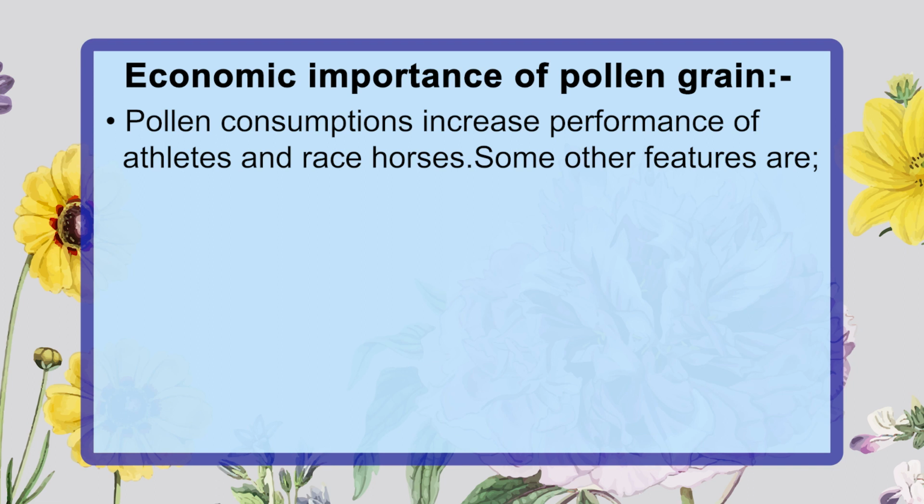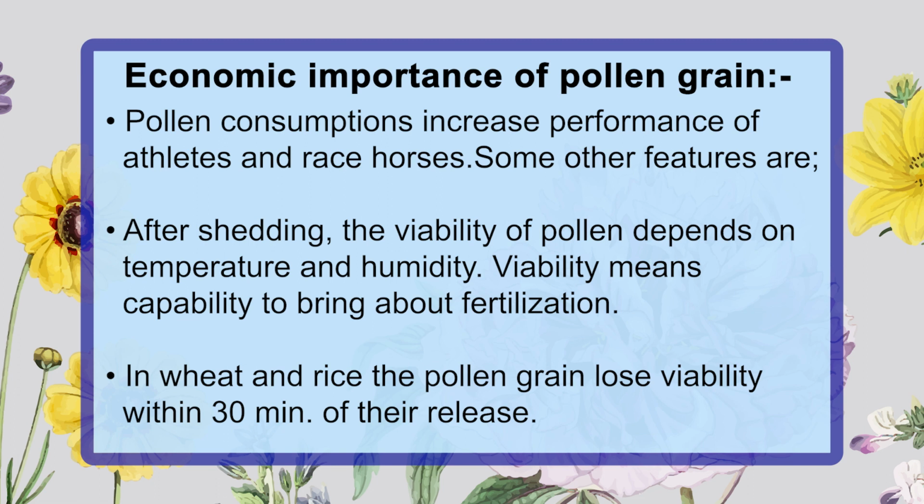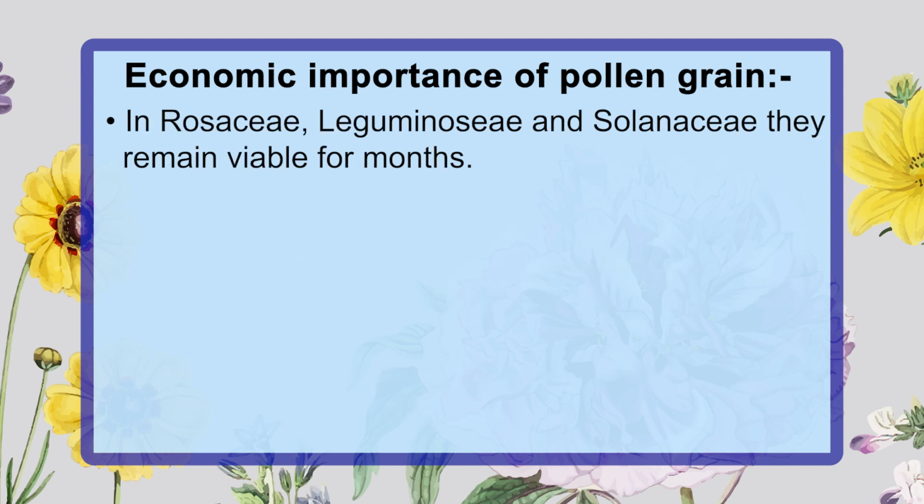Some other features are, after shedding, the viability of pollen depends on temperature and humidity. Viability means capability to bring about fertilization. In wheat and rice, the pollen grain lose viability within 30 minutes of their release. In Rosaceae, Leguminosae and Solanaceae, they remain viable for months.